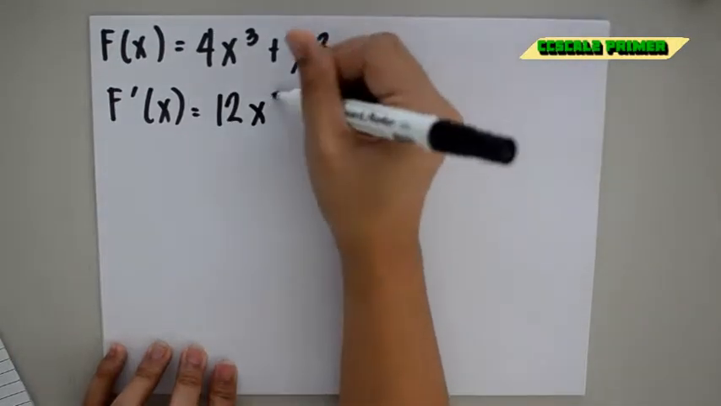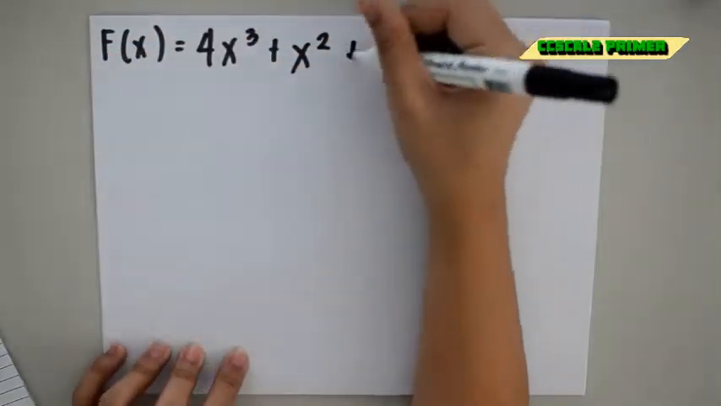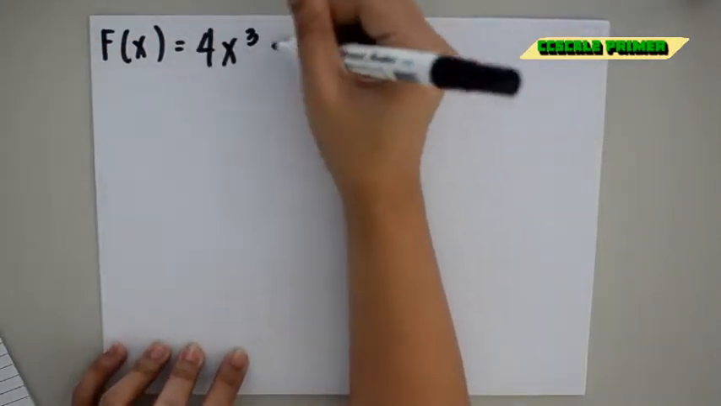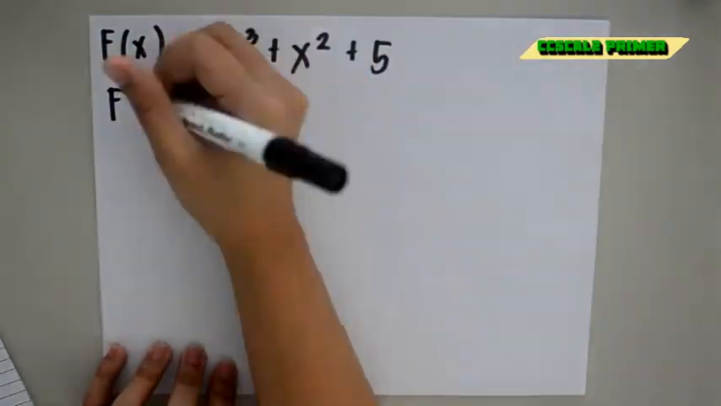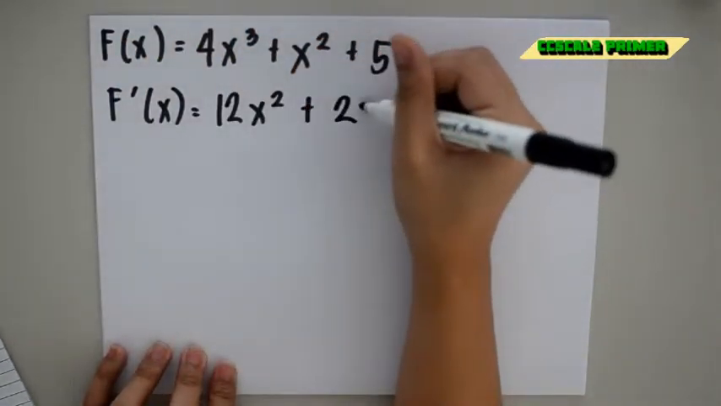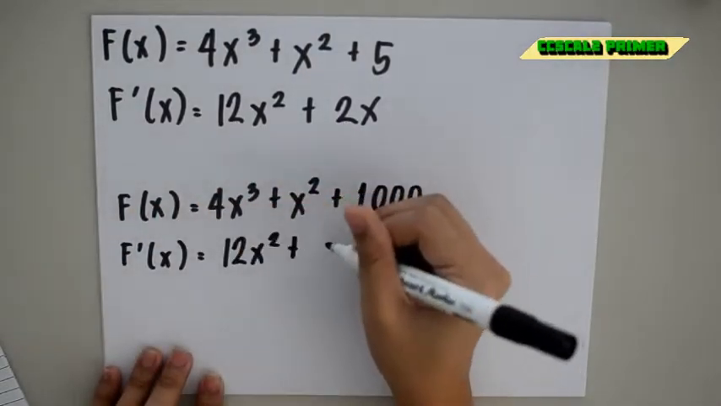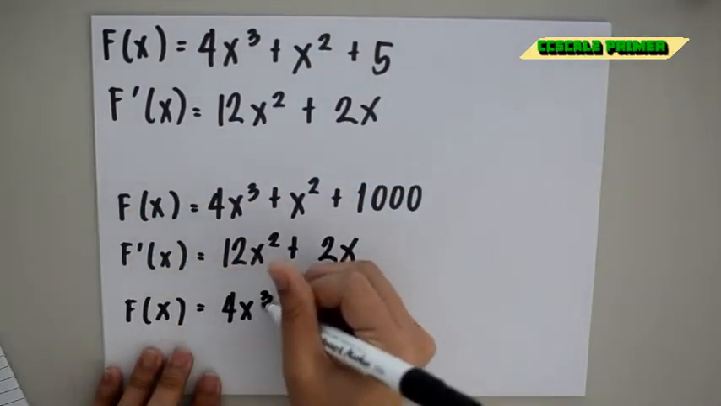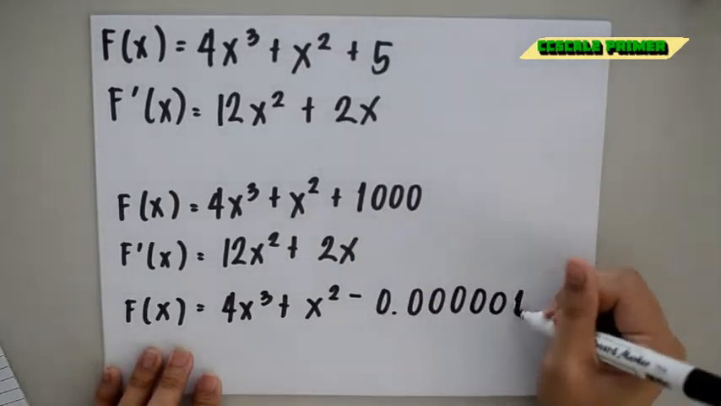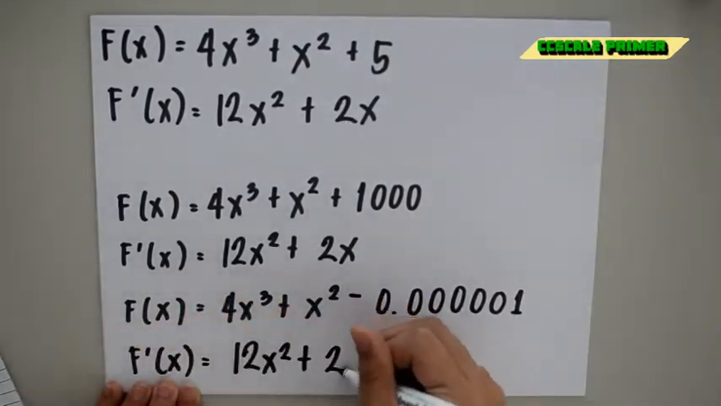But wait! Here's an interesting fact. Let's rewind a bit. Isn't it that when we get the antiderivative of the constant, we just drop it? It does not matter how big or small the value of the constant is, we just drop it. This is what is stated in Theorem 4.1.2.